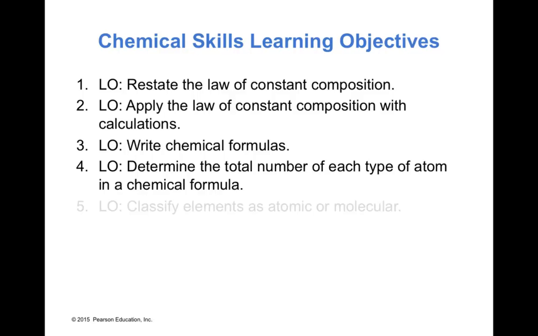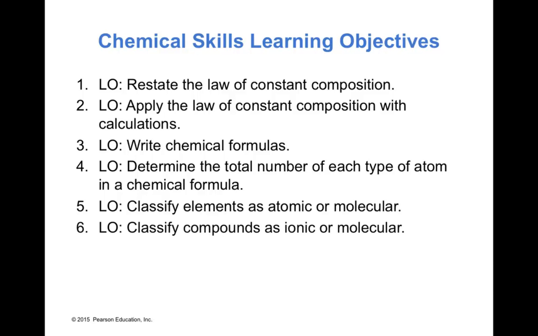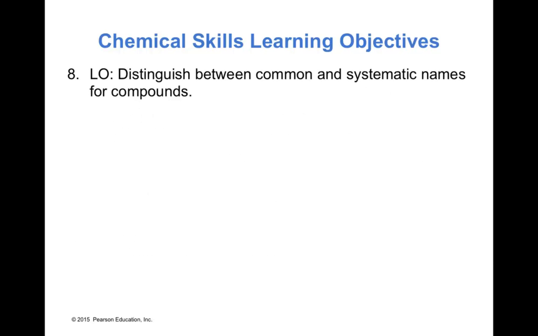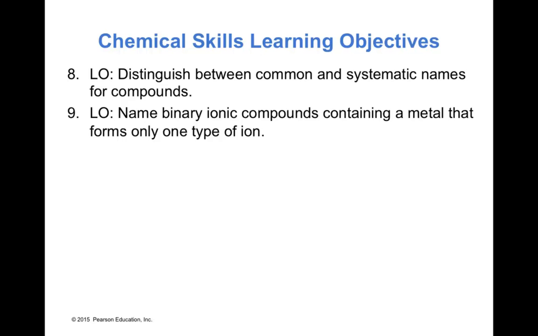You will be able to classify elements as atomic or molecular. Also, you'll be able to classify compounds as ionic or molecular. Another learning objective is that you will be able to write formulas for ionic compounds. Also, you will be able to distinguish between common and systematic names for compounds. You will name binary ionic compounds containing a metal that forms only one type of ion.